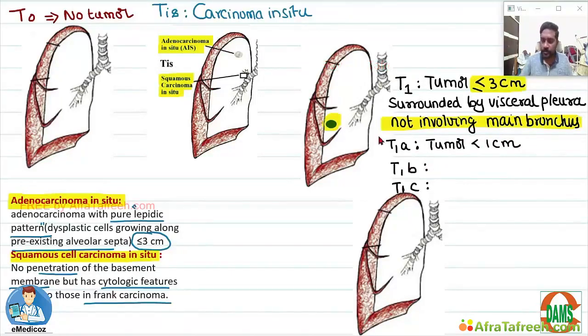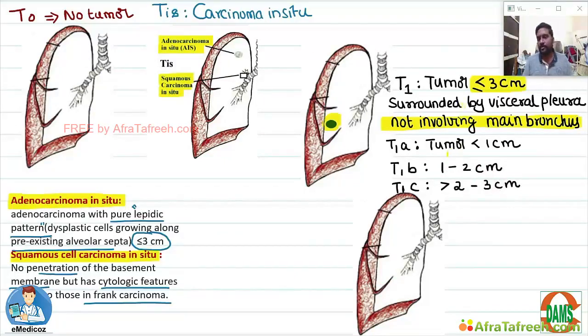T1B, here the size will be 1 to 2 centimeter. T1C, it will be more than 2 up to 3 centimeter. T1A, it will not exceed 1 centimeter, less than 1 centimeter. T1B, it will be 1 to 2 centimeter. T1C, more than 2 centimeter up to 3 centimeter.